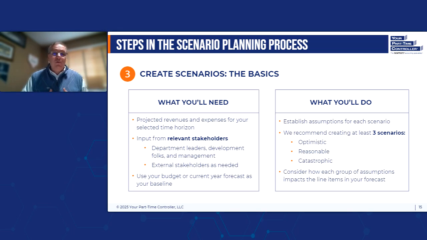Now you can have a multitude of scenarios, but for the purposes of our presentation today, we're going to highlight 3 scenarios. We're going to ask you to create an optimistic scenario, a reasonable scenario, and a catastrophic scenario. And the reality is you're setting up game plans to plan for these particular circumstances if they happen, using what you've identified in the previous step, assessing those risk factors and the priority level you've given them, and considering how each group of assumptions is going to impact the line items in your forecast.